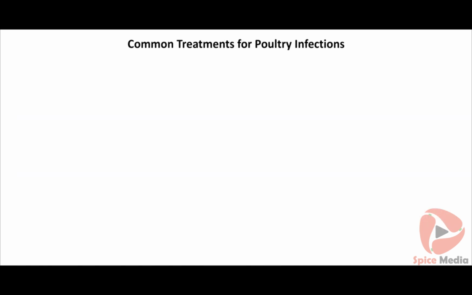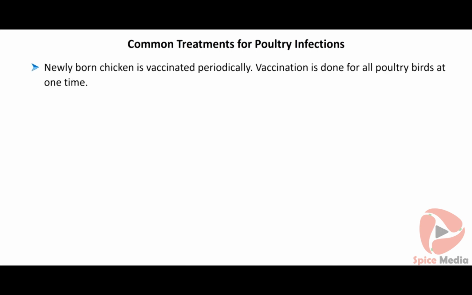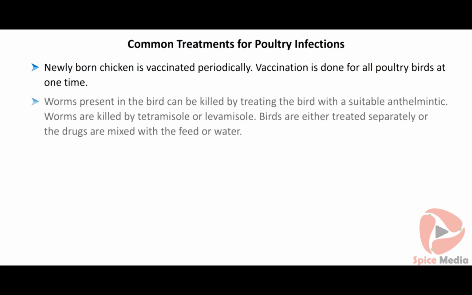Common treatments for poultry infections. Newly born chicken is vaccinated periodically. Vaccination is done for all poultry birds at one time. Worms present in the bird can be killed by treating the bird with a suitable anthelmintic. Worms are killed by tetramisole or levamisole. Birds are either treated separately or the drugs are mixed with the feed or water.